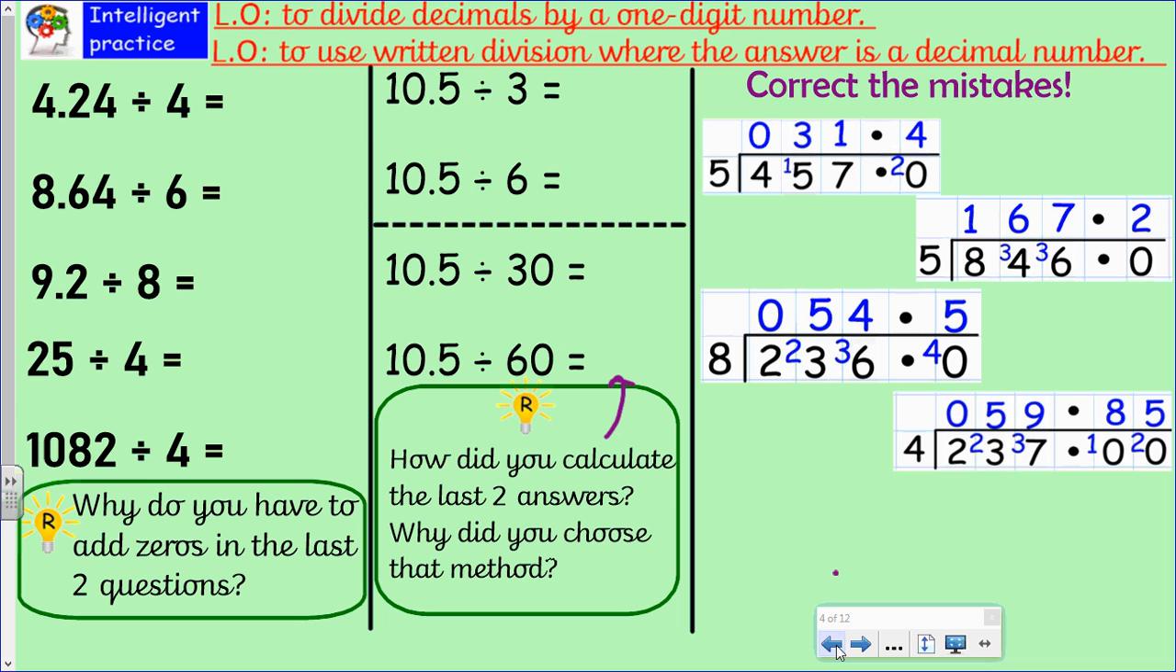So I'm just going to pop back onto the main intelligent practice, because this is the main thing that most of you should be having a go at.